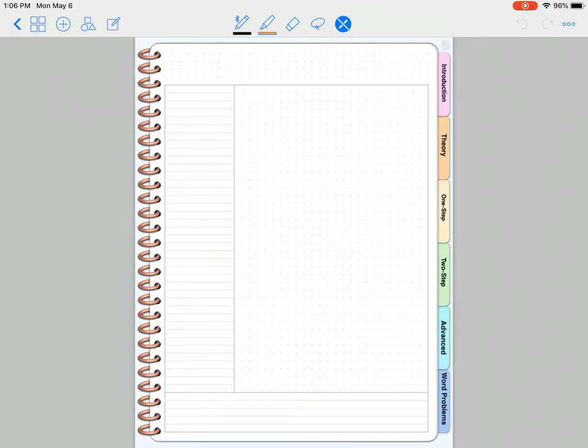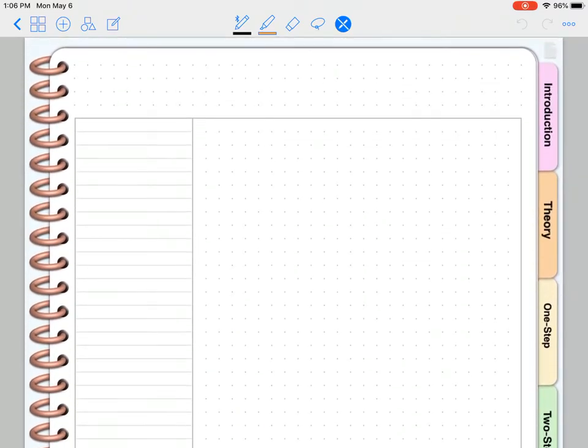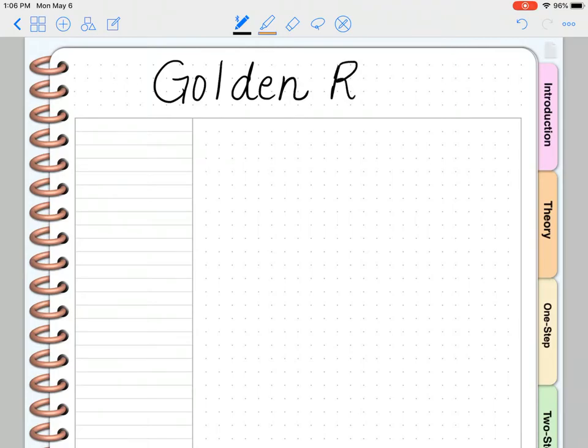So let's move to the next blank page and give this page a title. And I'm calling this the golden rules. And this is strictly my term. A college professor is probably not going to use this term for your algebra rules. But these are the three main points of algebra, at least in my thinking, that you need to know to be able to solve equations.